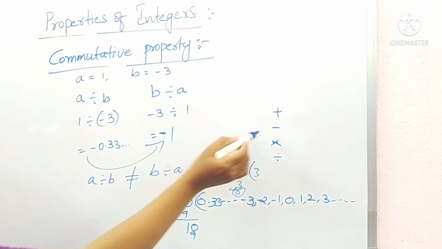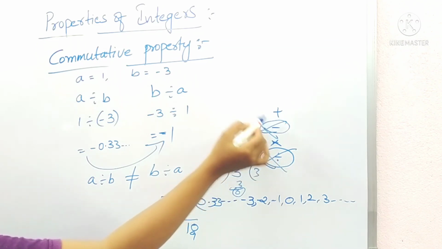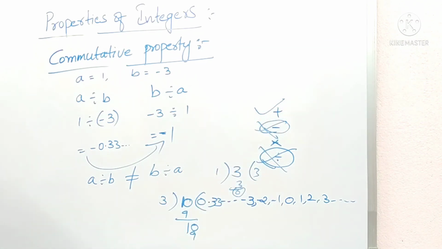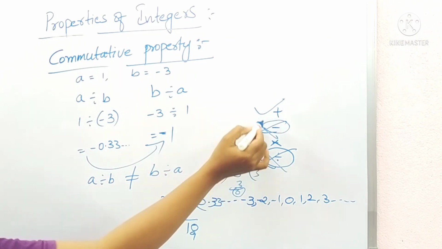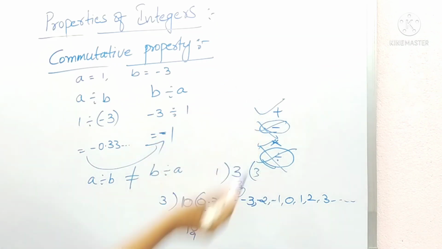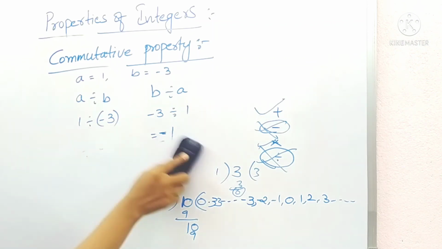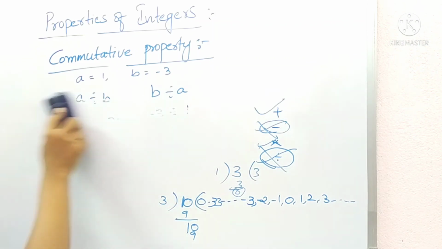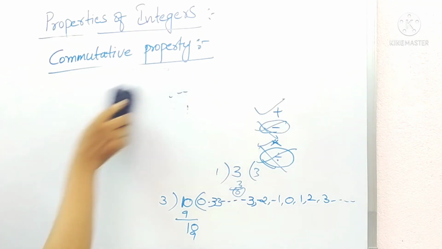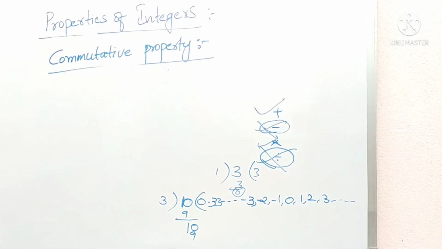So integers are not commutative under subtraction, and integers are not commutative under division. Integers are commutative under multiplication. Integers are commutative under addition. Okay. So commutative property means a plus b is equal to b plus a, and a minus b equal to b minus a, but actually a minus b is not equal to b minus a. Okay. So I think you understand this commutative property.